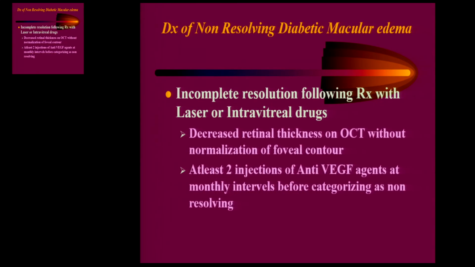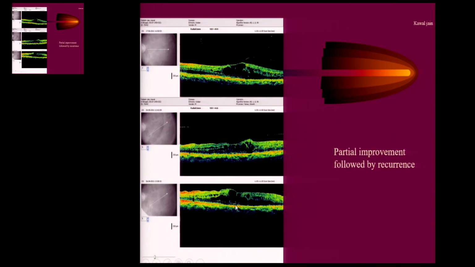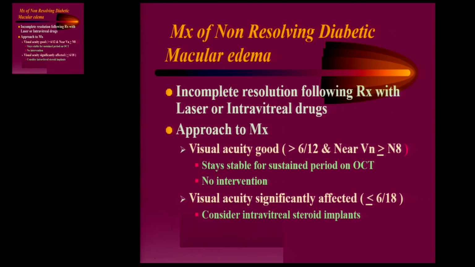So, there are different types of categories of patients who come under this non-resolving diabetic macular edema. One category is those who have an incomplete resolution following treatment with laser or intravitreal drugs. The retinal thickness decreases on OCT but does not normalize the foveal contour, and with multiple injections, as I said before, you see there is no significant change occurring. So for example, you could have a situation like this. There is a little bit of improvement, goes back, but you never really reached a resolution of that edema. These are the one category of patients.